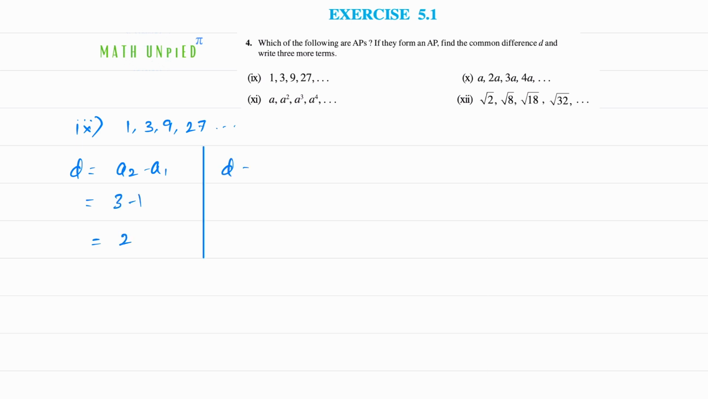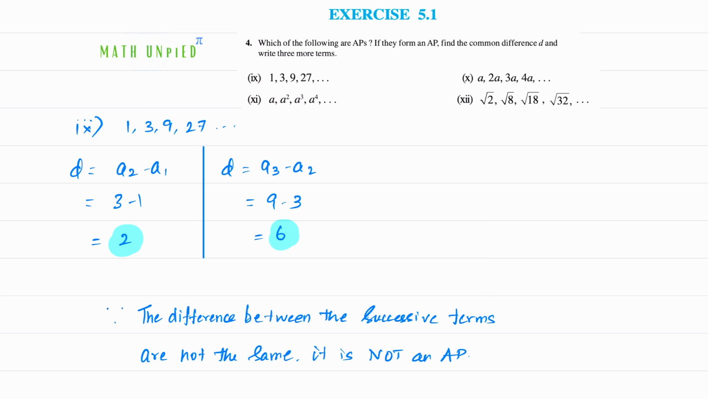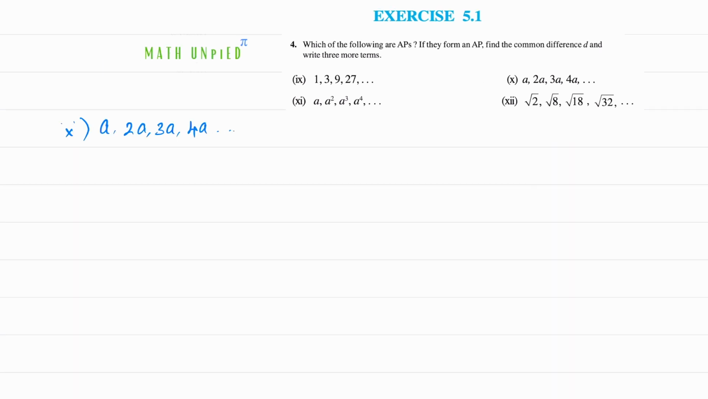Now D equals A3 minus A2 for the next two terms. So this is 9 minus 3, which is equal to 6. Now clearly the difference is not the same. So this is not an AP. So we can say, since the difference between the successive terms are not the same, it is not an AP.